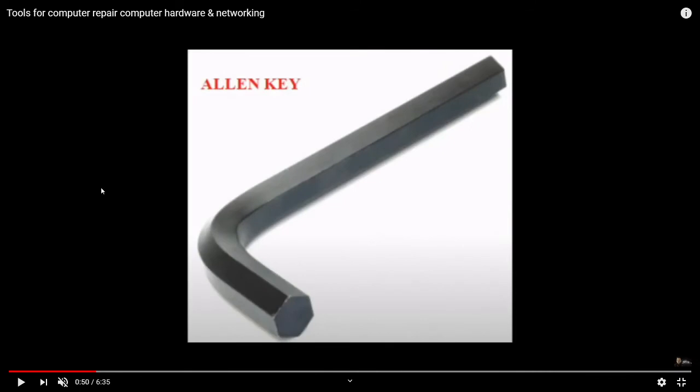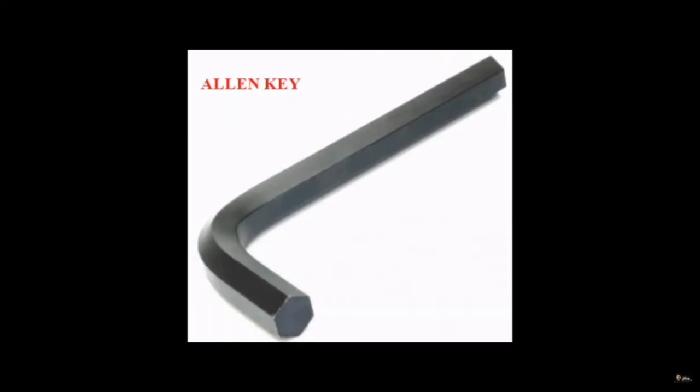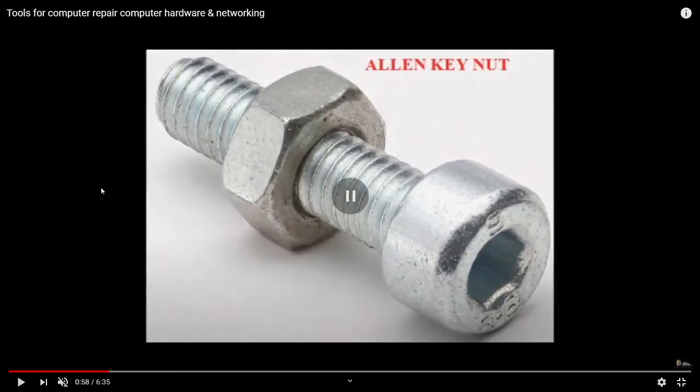Allen key. An L-shaped metal bar with a hexagonal head at each end used to turn bolts and screws having hexagonal sockets. Allen key. A hex key, also known as an Allen key or Allen wrench, is a small handheld tool that is used for driving bolts and screws with hexagonal sockets.